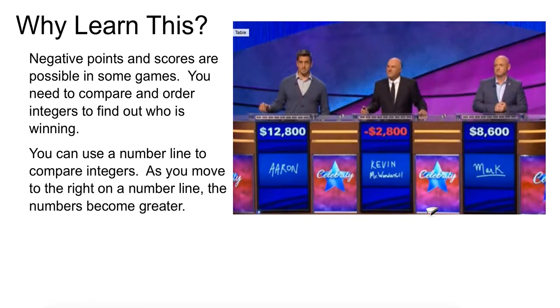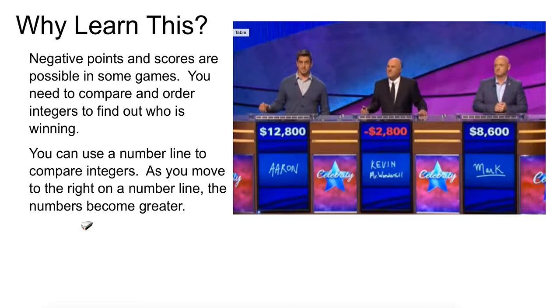This is a game of Jeopardy! You can see Aaron Rodgers is up in the 12,000s, while Kevin is getting the answers wrong, so he's down at negative $2,800. You need to compare the order of integers to find out who is winning. You can use a number line to compare integers.